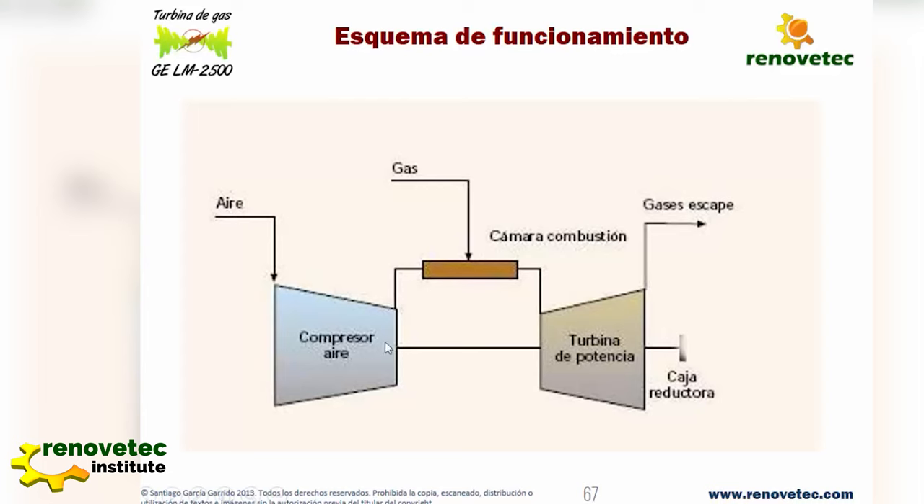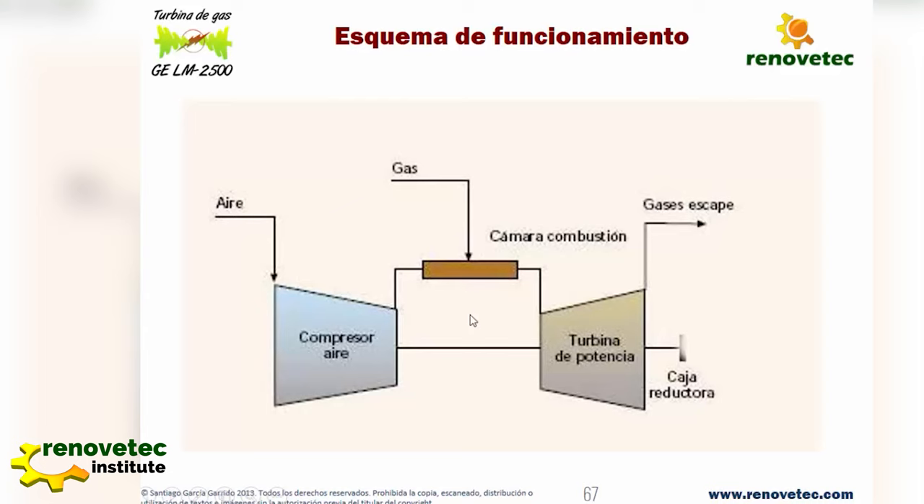After the air increases the pressure, it goes to the combustion chamber, and in the combustion chamber, the compressed air receives the gas, natural gas or the fuel, and then this fuel is burned and increases the temperature of the air. A gas turbine is called a gas turbine, and this name does not depend on the fuel that we are using. Gas turbine does not mean that the fuel is gas. It means that the fluid that goes through the turbine is gas, which is air in this case.